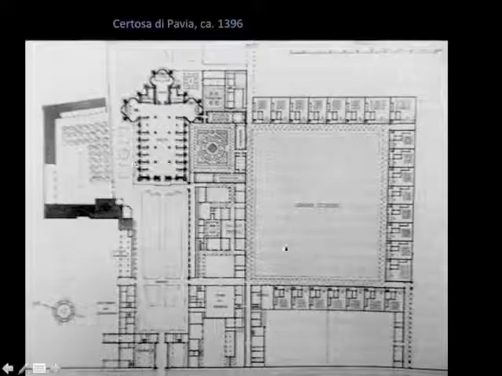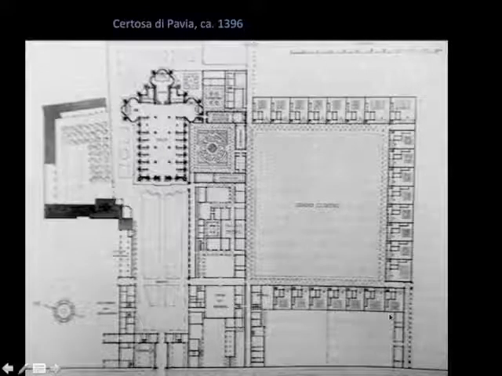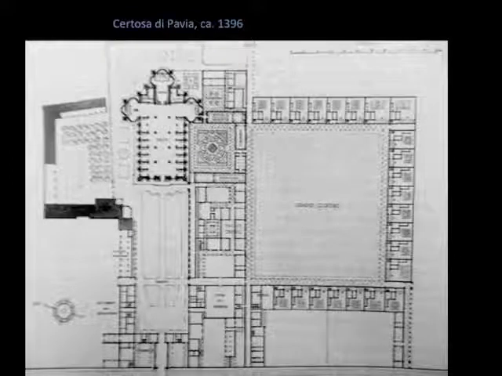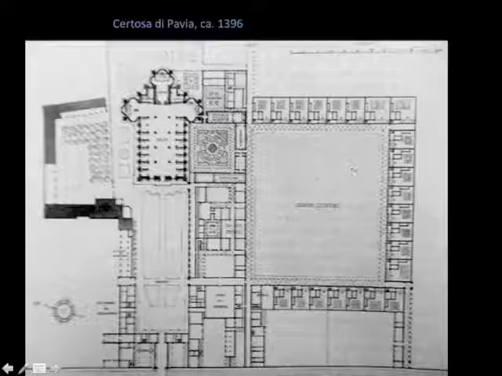I want to show you one more monastery, because this one is late, but it's a really good one. And when I say late, it's 1396. By the time we get to 1396, we could already be talking about Renaissance buildings in a certain context. And this is a building from Italy, so that's where the Renaissance hits. It's the Certosa of Pavia, and Pavia is just outside of Milan.